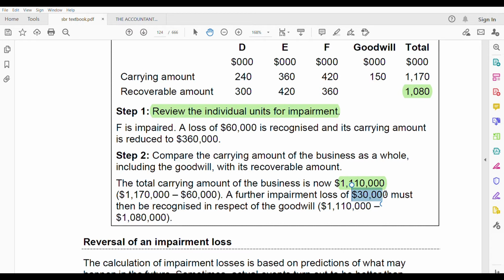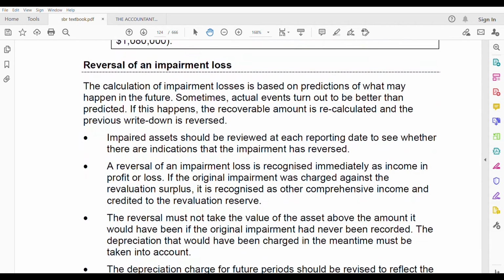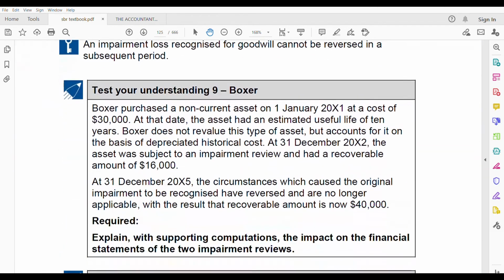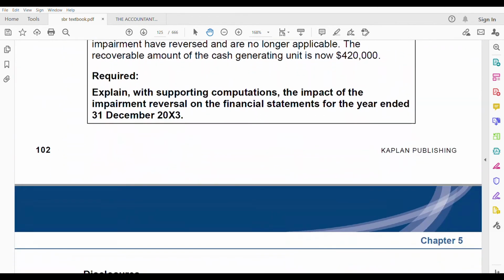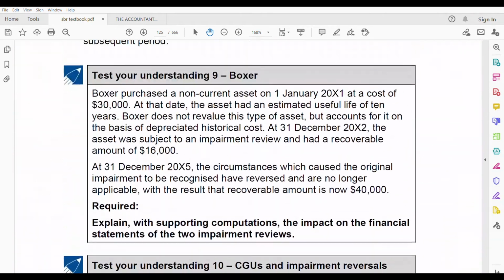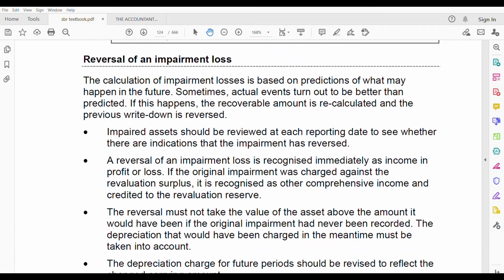Okay. Now let us go to the reversal of an impairment loss. What should you do when you have to reverse that impairment loss? We only have the disclosure left after the reversal part. After that, we'll be moving on to questions.